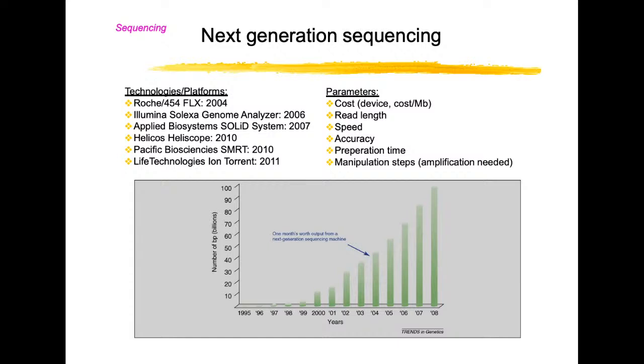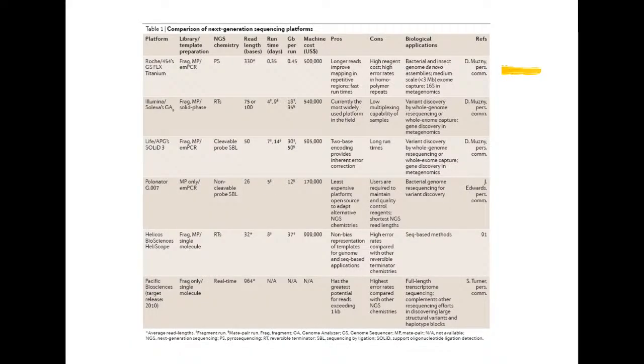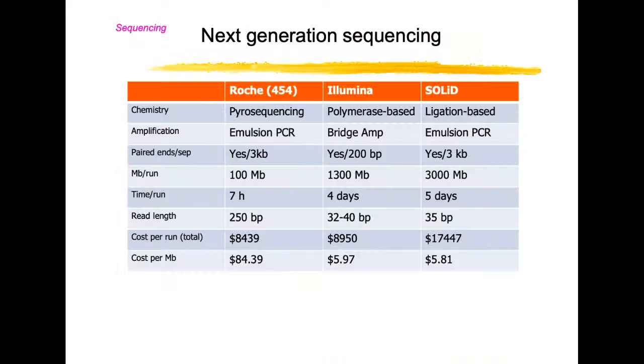And because of that, we can see a lot of research being carried out in the field of next generation sequencing. There are some famous names like Roche, Illumina, Solexa, Helicos Biosciences, Pacific Biosciences. All these are various platforms using different chemistries and biological applications in different ways. So, next generation sequencing.